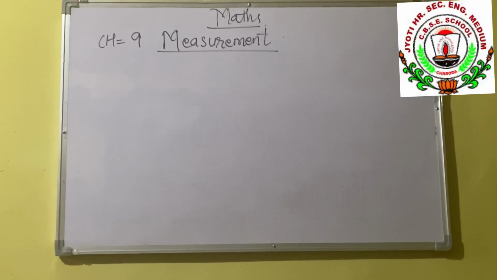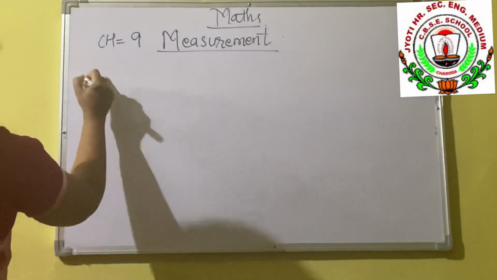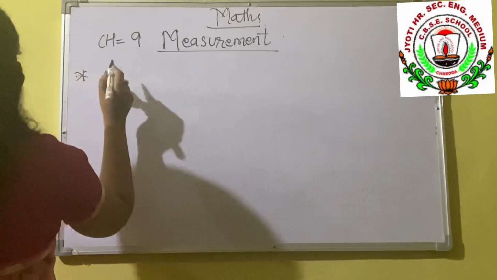I am repeating again. MEASUREMENT. Measurement. Here some key points are there in measurement by which we can know which is longer, shorter, bigger, smaller, thin, thick. First we will write some key points over here.